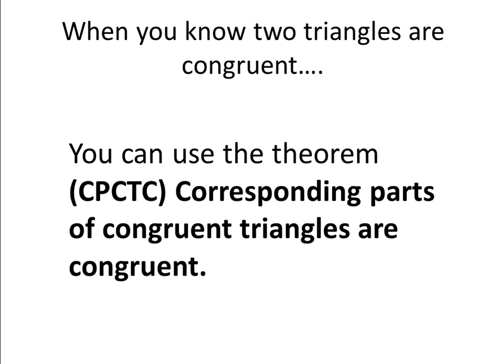So when you know 2 triangles are congruent, you can use the theorem CPCTC, corresponding parts of congruent triangles are congruent. So most of these methods or theorems involve showing 3 things. So you don't have to show all 6 things. You just have to show 3 things. And so once you show those 3 things and you show that they're congruent, then because of CPCTC, the rest of the parts of the congruent triangles will be congruent also.